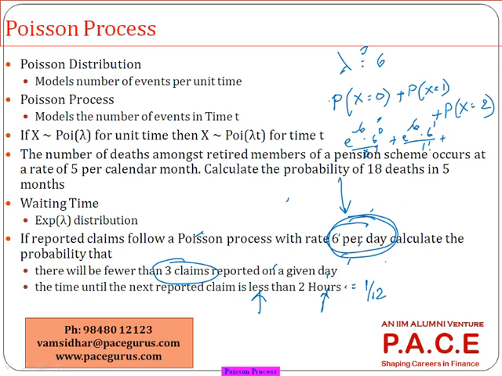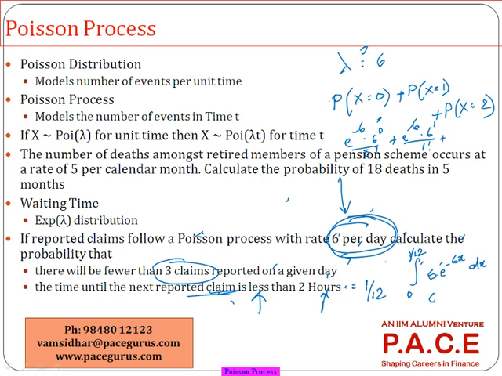And he is saying that the next reported claim, which means the waiting time is less than 2 hours, I can model as an exponential distribution. So I'll take it from 0 to 1 by 12, because anything between 0 and 1 by 12 days is what I want to find out. For an exponential distribution, it is lambda times e power minus lambda x. So lambda is 6, e power minus 6x dx.